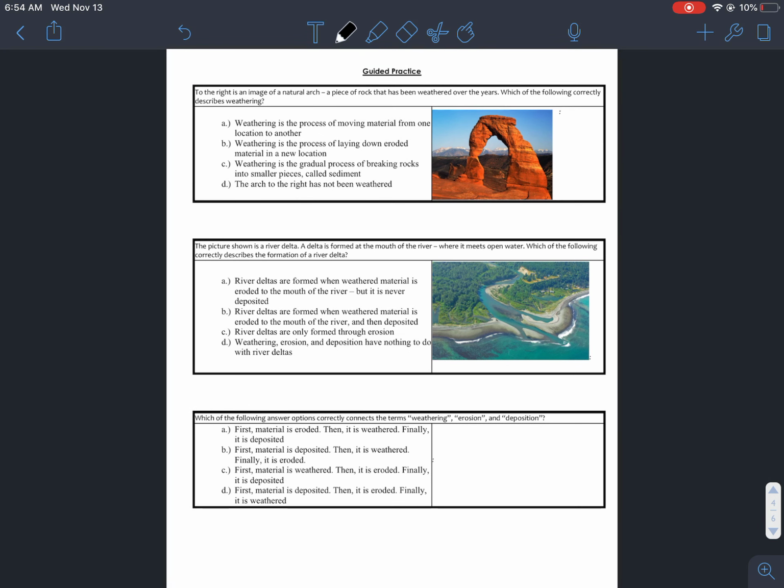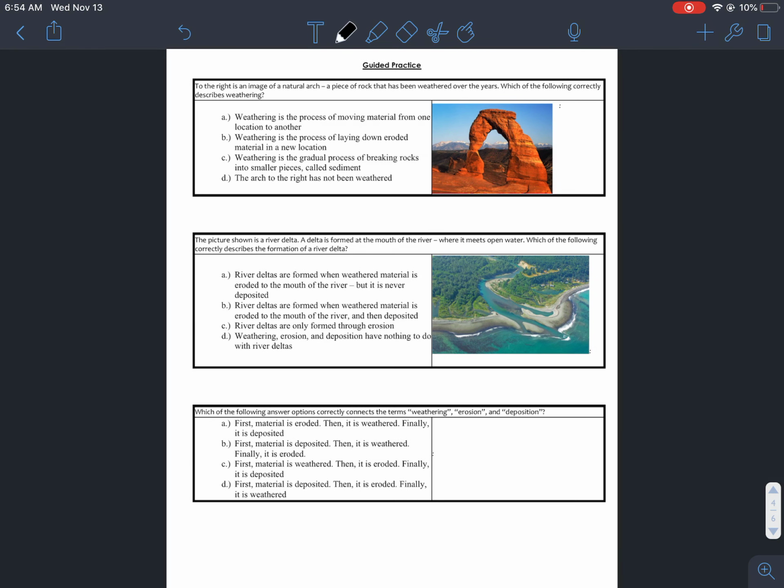All right? These three questions are going to ask you about a couple landforms and see how well you mastered the vocabulary. All right?